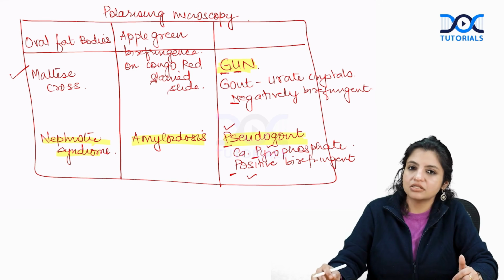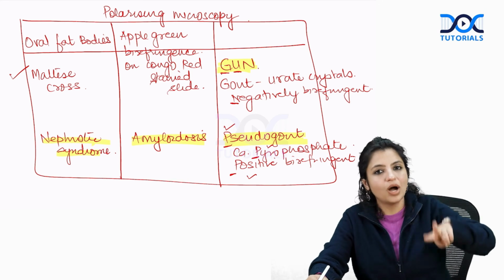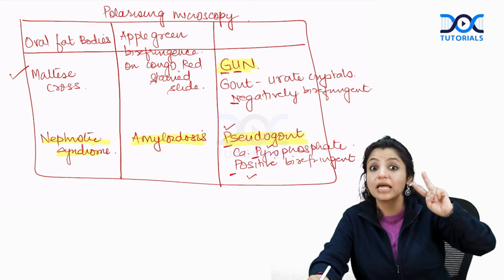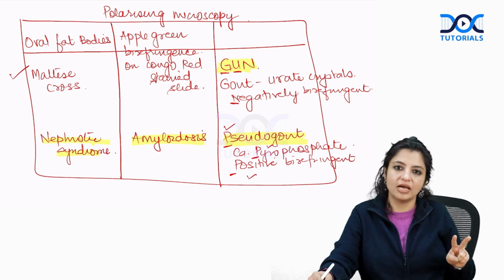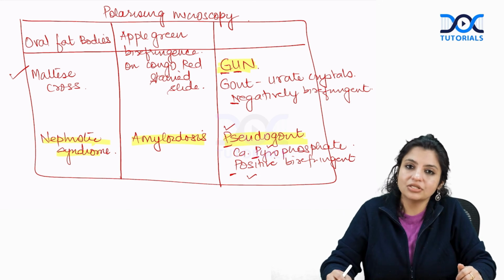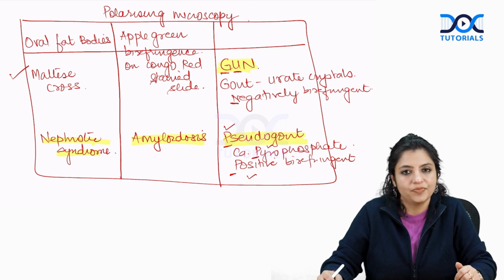Whereas in phase contrast microscopy, you have seen two things. One is hyaline cast and the second is hairy cells in hairy cell leukemia. So these are some conditions that should be very clear to you, right?